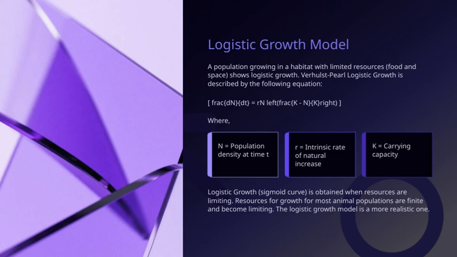Finally, the Verhulst-Pearl model, represented by this equation, helps us understand and predict how populations will grow over time when resources are limited. It's a crucial concept because it links the biological growth processes to environmental constraints, which is central to understanding population dynamics overall.